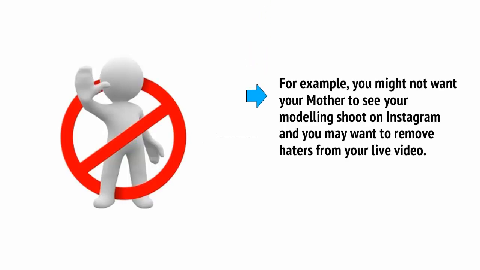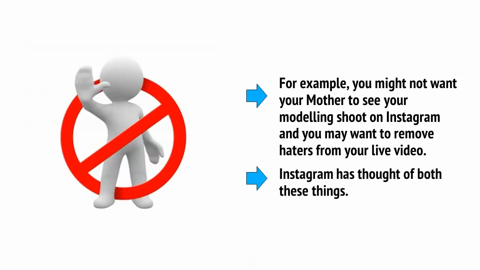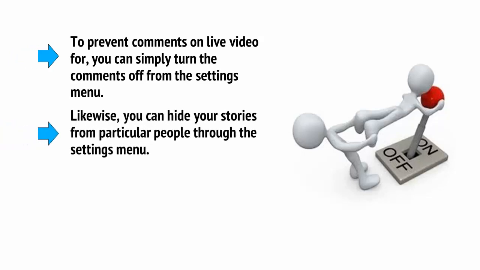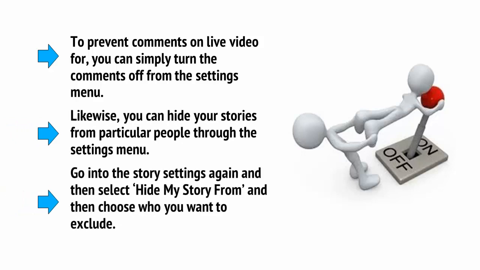Security and privacy is always important, even when you are a marketer and your aim is to reach as many people as possible. For example, you might not want your mother to see your modeling shoot on Instagram, and you may want to remove haters from your live video. Instagram has thought of both of these things. To prevent comments on live video, you can simply turn the comments off from the Settings menu. Likewise, you can hide your stories from particular people through the Settings menu. Go into the Story settings again and then select Hide My Story From and then choose who you want to exclude.